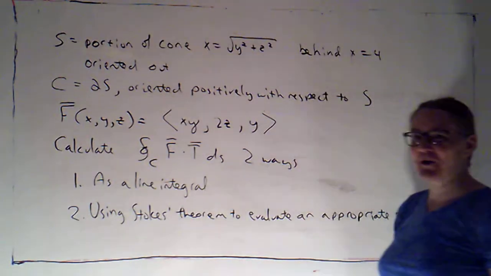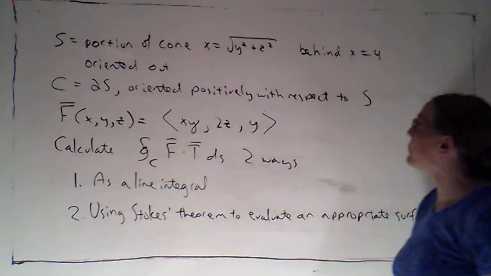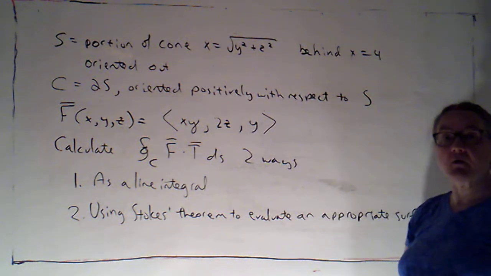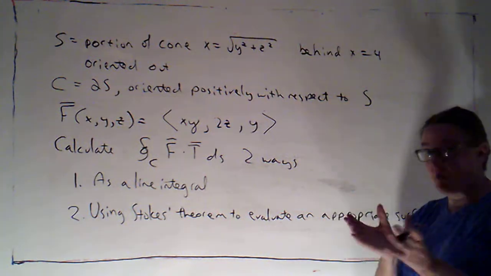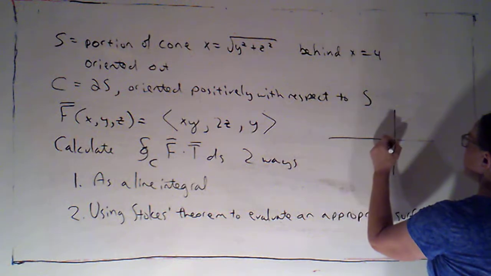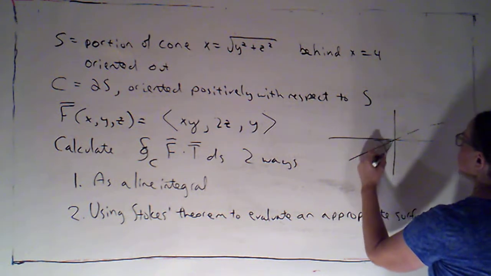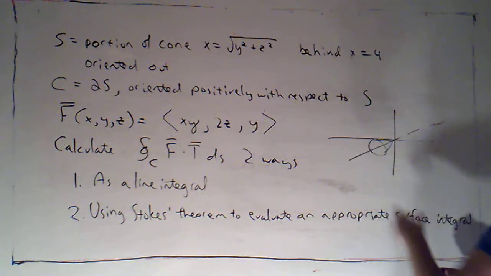Okay, I've got another one of my favorite sorts of problems on the board. S is a portion of a cone, x equals y squared plus z squared. So that's similar to the cone that we're used to working with, which opens up. The difference is this one's going to open forward. So instead of the z-axis being along the center, now it's the x-axis that's cutting through the center.